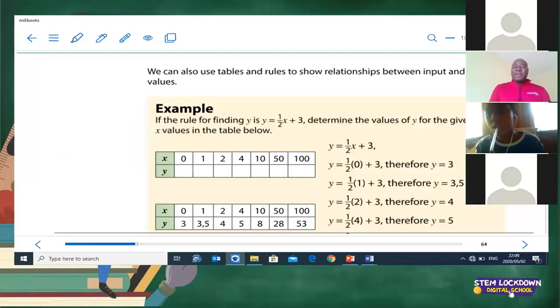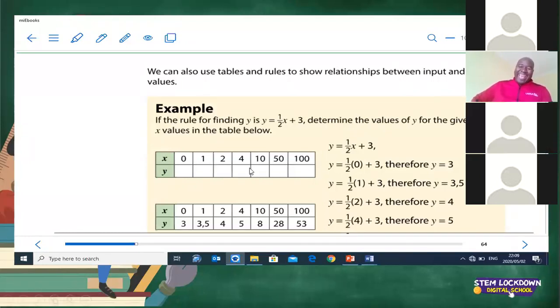Now, this is the same as the flow diagram. You have got the table as well. See that the table, the rule for finding y is this. y is equal to half x plus 3. Find the values of y for where you are given x values. So at times you may not be given a flow diagram, but you may be given something like this, a table. And in this table here, you are given x values, and you need to find the y values.